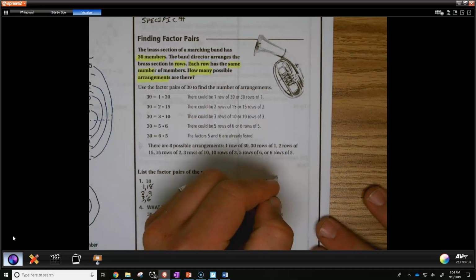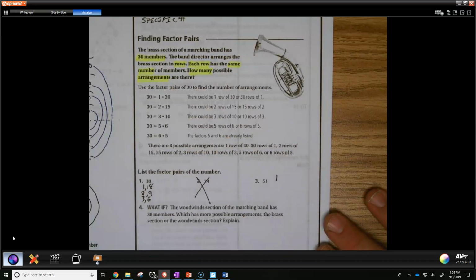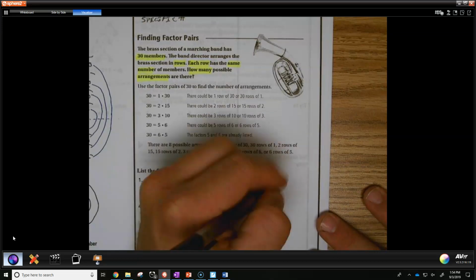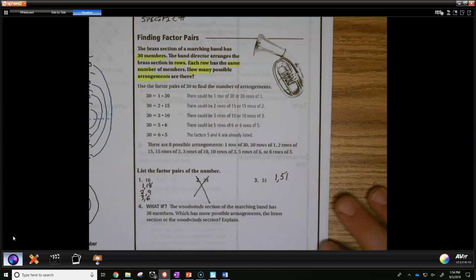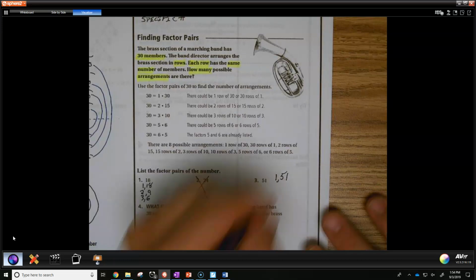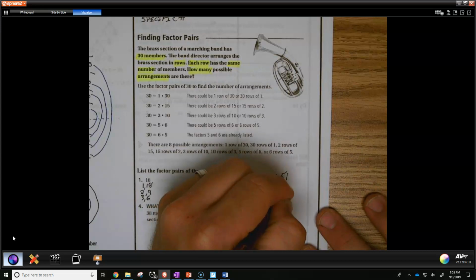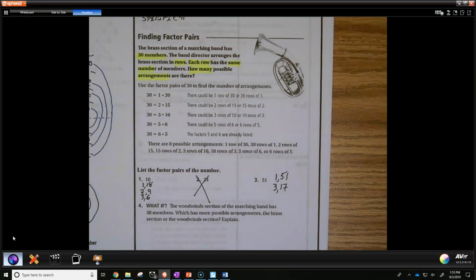The first one, well, there's only 1. What is it? 1 and 50. No, it's not 1. Mason? So there's 1 and 51, that is correct, and then there's 3 and 17. Yep. I'm pretty sure we followed them. 3 and 17 is correct.